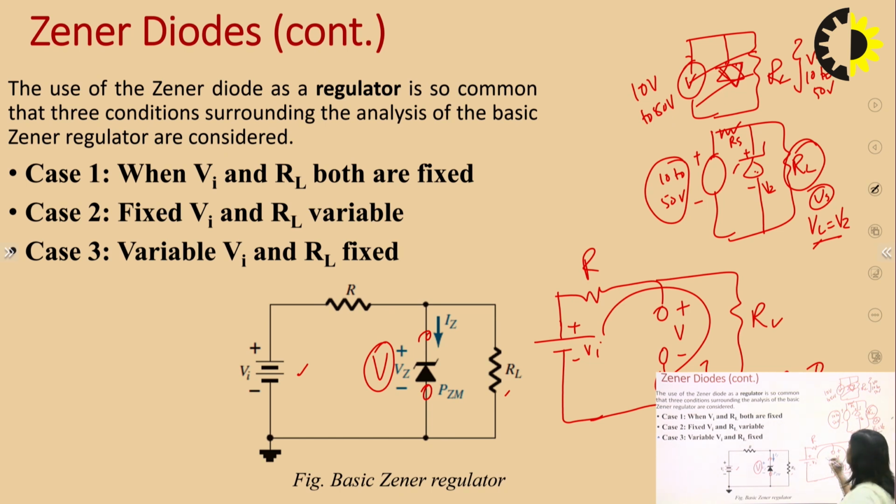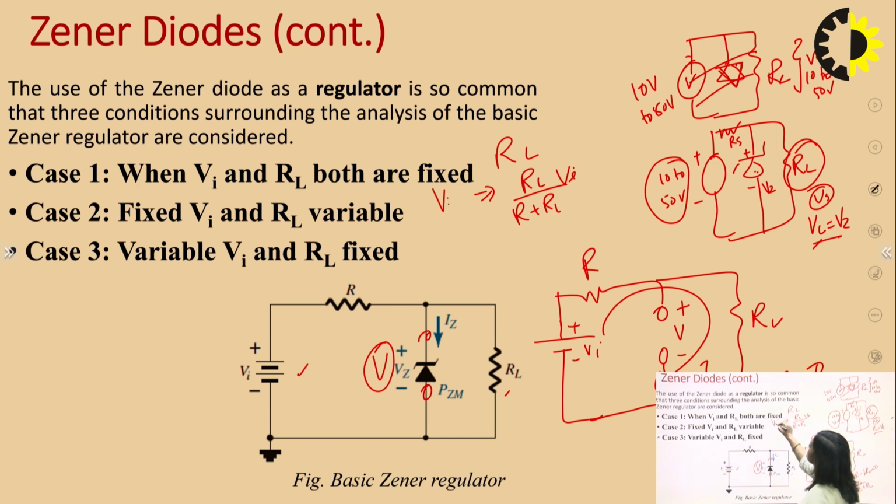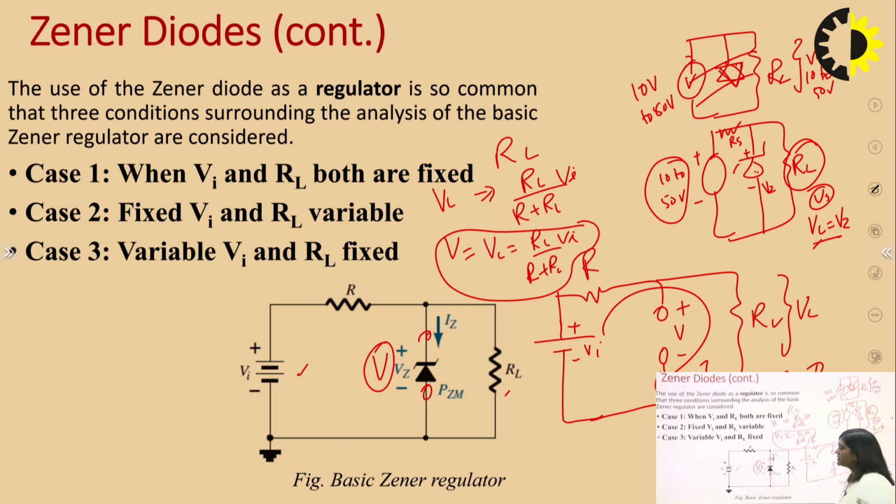Now we can find the voltage across the RL. This voltage would be equal to RL upon R plus RL multiplied by Vi. Now we can see this V is in parallel with this RL, so the voltage across this RL will be equal to V. So this V would be equal to VL, equal to RL upon R plus RL Vi. Basically this is the formula by which we can calculate the voltage across this diode due to this supply voltage.